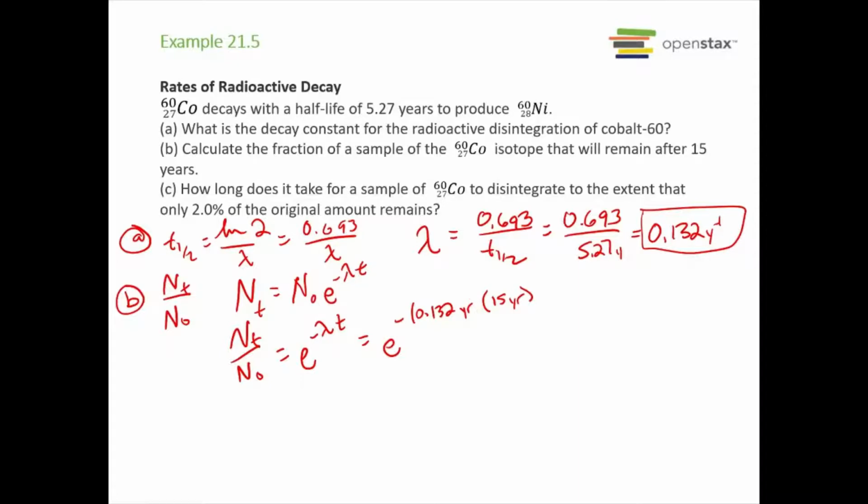Sorry, this should be inverse years for negative 0.132, and we can see years cancel. And that gives us 0.138 for our ratio of our amount to our starting amount. We could also say that there's 13.8% remaining.